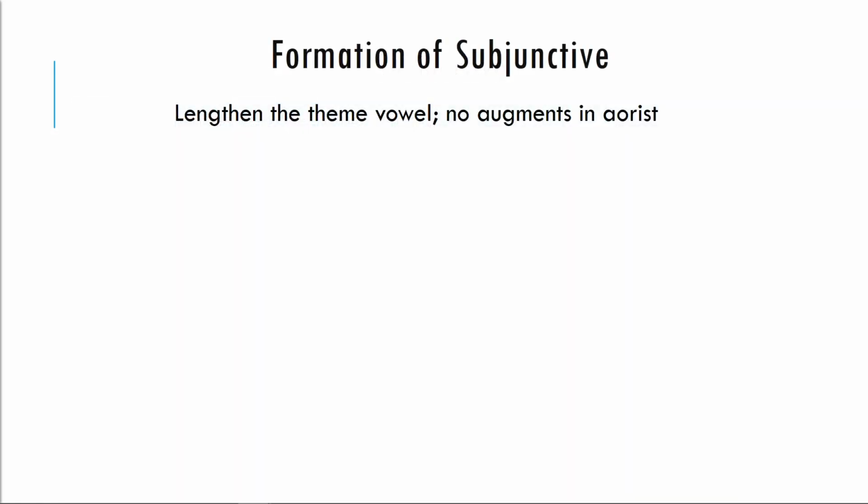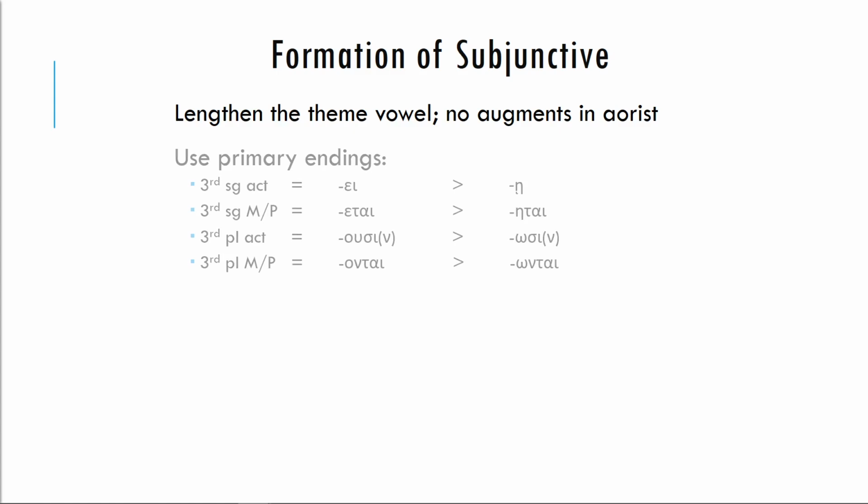And forming the subjunctive is easy because what you do is you lengthen the theme vowel and you don't add augments in the past. It's simply a matter of you see a form that looks like a normal form but has a long vowel connecting the stem to the ending, and you think, must be a subjunctive. So, for example, the ending e becomes eta with an iota subscript. It lengthens the e sound. Likewise, the third person singular, middle and passive, etai becomes ētai. Ousi becomes ōsi. Ontai becomes ōntai. Piece of cake.